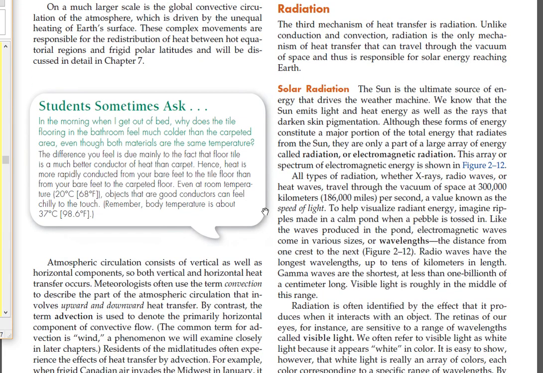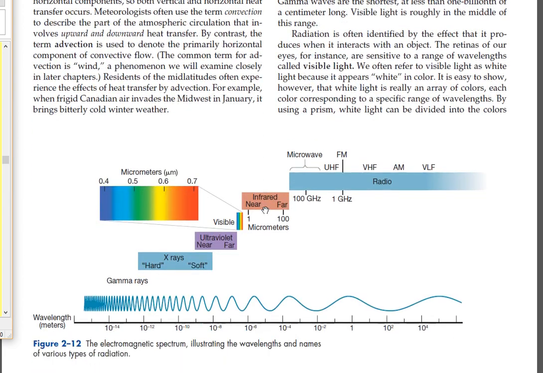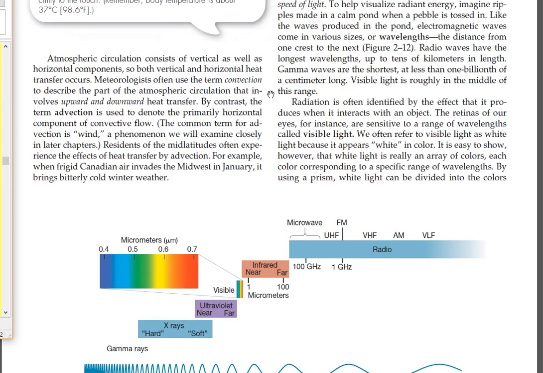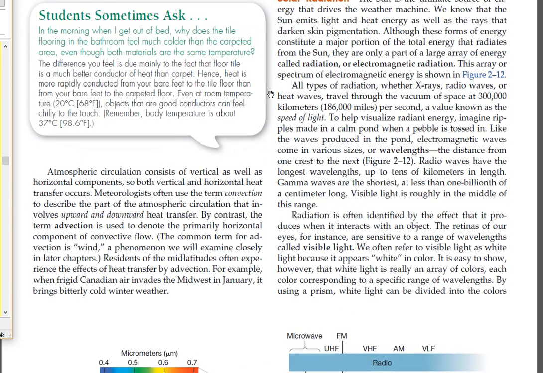All types of radiation, whether X-rays, radio waves, or heat waves, travel through the vacuum of space at 300,000 kilometers, 186,000 miles, per second, a value known as the speed of light. To help visualize radiant energy, imagine ripples made in a calm pond when a pebble is tossed in. Like the waves produced in the pond, electromagnetic waves come in various sizes, or wavelengths, the distance from one crest to the next, Figure 2.12.